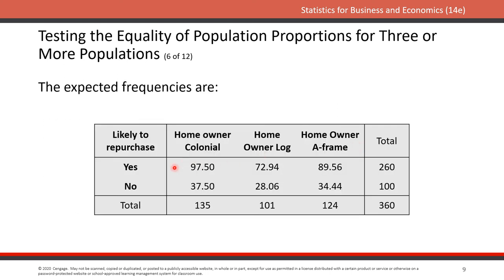So running this formula, I take the total number likely to purchase times the total number of colonial homes, so 260 times 135, and then divide by the total sample size, 360, and that's how I get the expected number of colonial homeowners who answered yes, 97.5. And I would do that for each of these column row combinations. So for each cell, I would go to that cell, look at the row total, look at the column total, multiply them, and then divide by that total number.